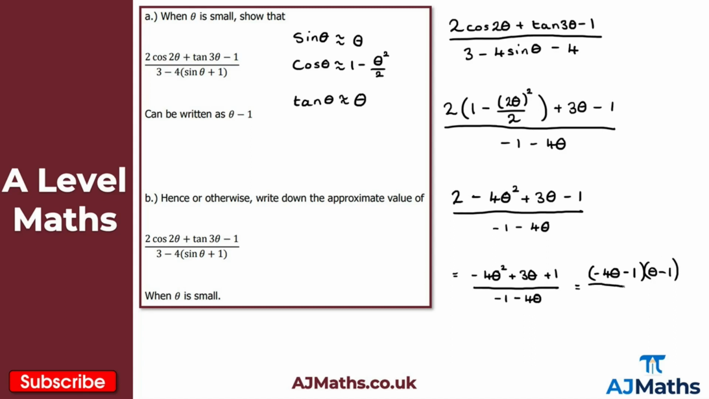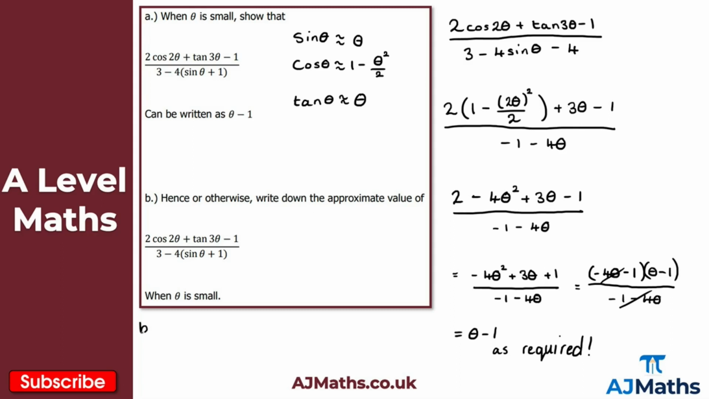Obviously, like we said, we can't do anything with the denominator, so that's simply minus 1 minus 4 theta. But notice that minus 4 theta minus 1 is the exact same as minus 1 minus 4 theta. So these terms will cancel, and we're left with theta minus 1 as required. So there we have it, that's the solution to A. You can see it's quite a lengthy process, and it is very easy to make a tiny little mistake with these types of questions, so do take your time.